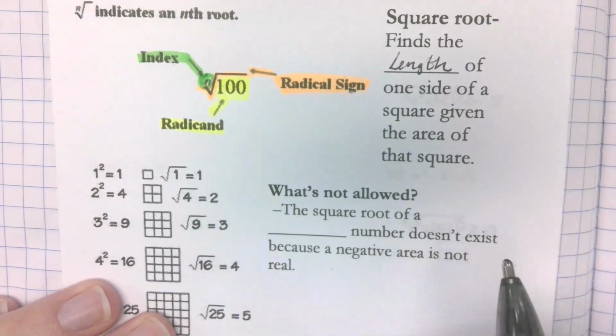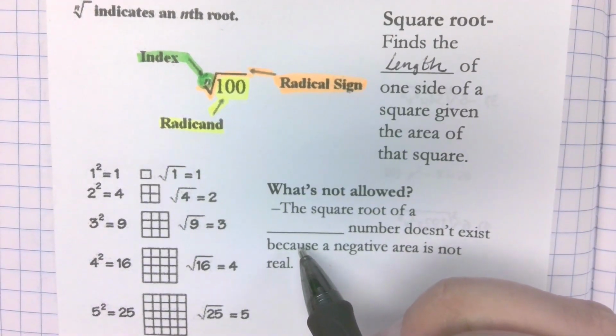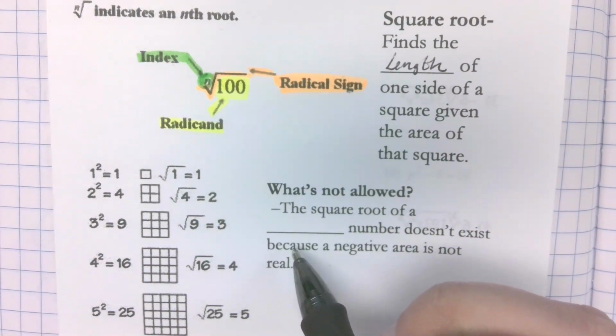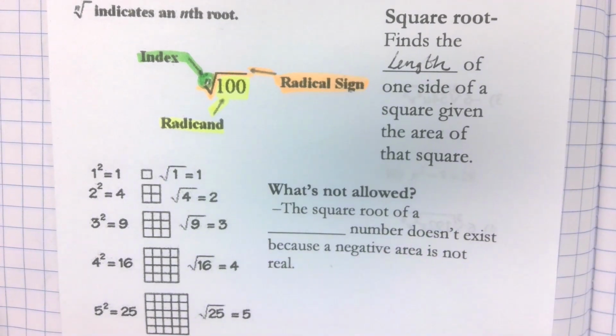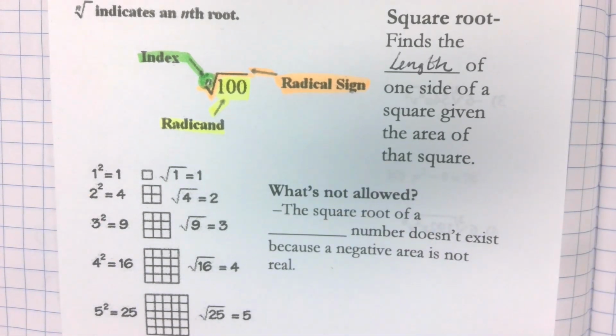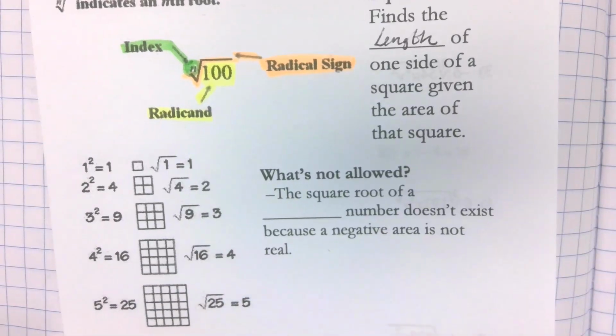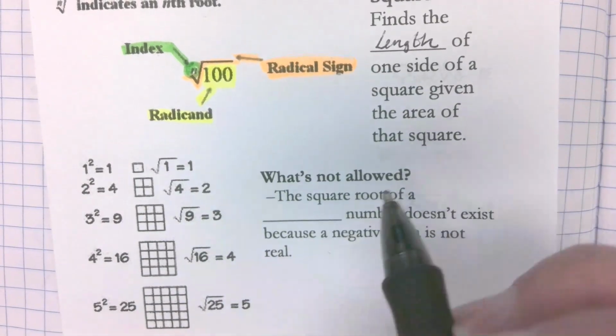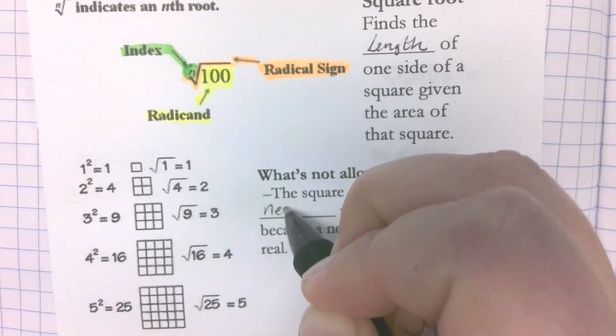So does anyone remember what you're not allowed to take a square root of? What kind of number can you not take the square root of? Pardon? Prime. Oh, prime. I see your point. We'll get a decimal if you do that. But you're not allowed to take one if it's a negative.